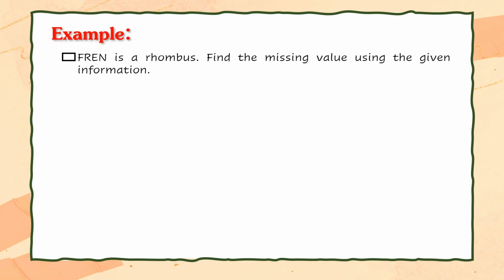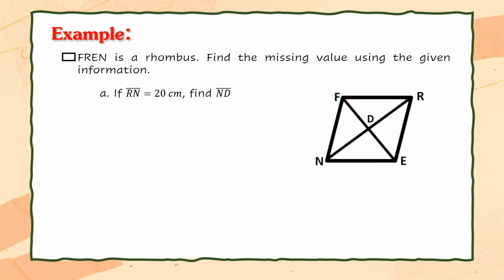So again, let us use some properties of parallelogram to solve a given problem. So the problem, parallelogram FREN again is a rhombus. Find the missing value using the given information. It states that if RN is equal to 20 cm, find ND. So here is the illustration of rhombus FREN. As you can see, RN is one of its diagonals. It measures 20 centimeters. Now we are going to find the segment ND.